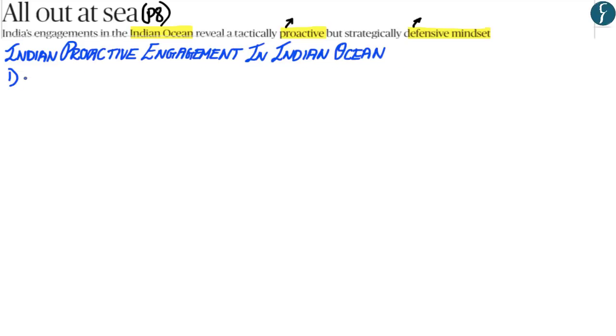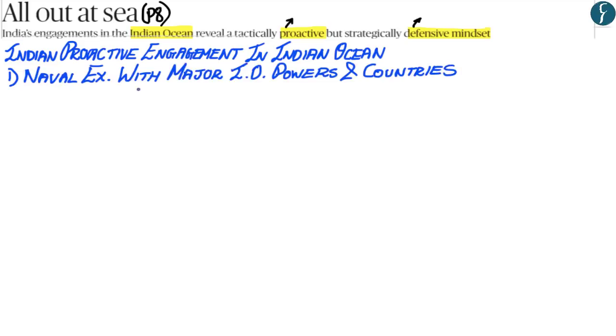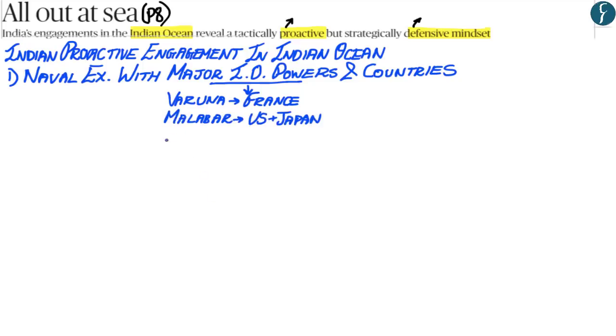Now, the naval exercises that India conducts with major Indian Ocean powers include the Varuna naval exercise that India conducts with France, the Malabar naval exercise that India conducts jointly with the United States and Japan, the AUSINDEX naval exercise that is conducted between Australia and India. Now, apart from this, major naval exercises that India conducts with countries located in the Indian Ocean include Samudra Shakti that is conducted with Indonesia.